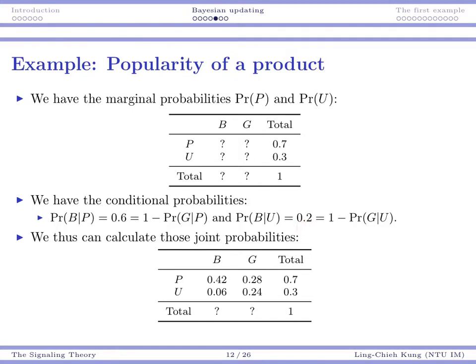Okay, this conditional probability is 0.2, and the probability for the product to be unpopular is 0.3. So the product is just 0.06. If at the beginning we believe the product is unpopular with a high probability, then this number is going to increase. But eventually you can see this will not be too high.